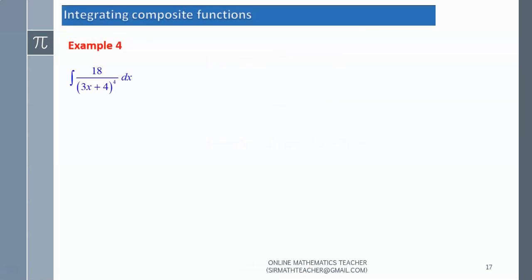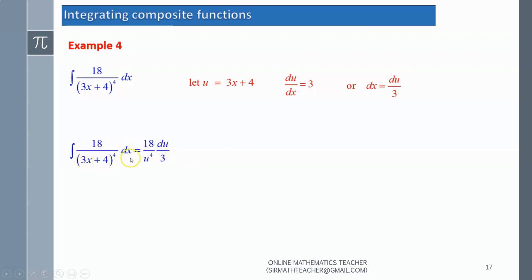Example 4. Here we have a composite function. We let u equal 3x plus 4. du dx equals 3. dx then equals du over 3. Rewrite our integrand. So we have our 3x plus 4 becomes u. We replace dx with du over 3. 18 divided by 3 will be 6. And write u to the 4, dividing by u to the 4 as u to the negative 4.